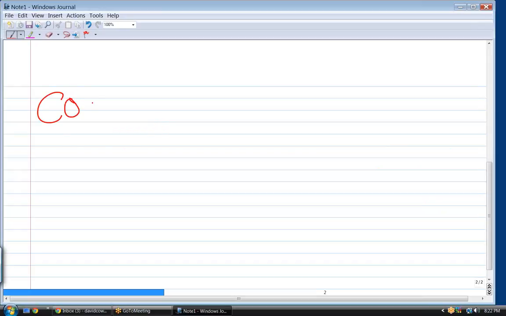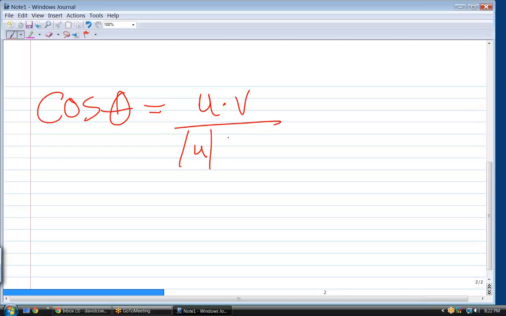The cosine of that angle equals the dot product of the two vectors divided by the magnitude of the two vectors. What were my vectors again? I'm sorry. U is 4, 3, and V is 2, 5.